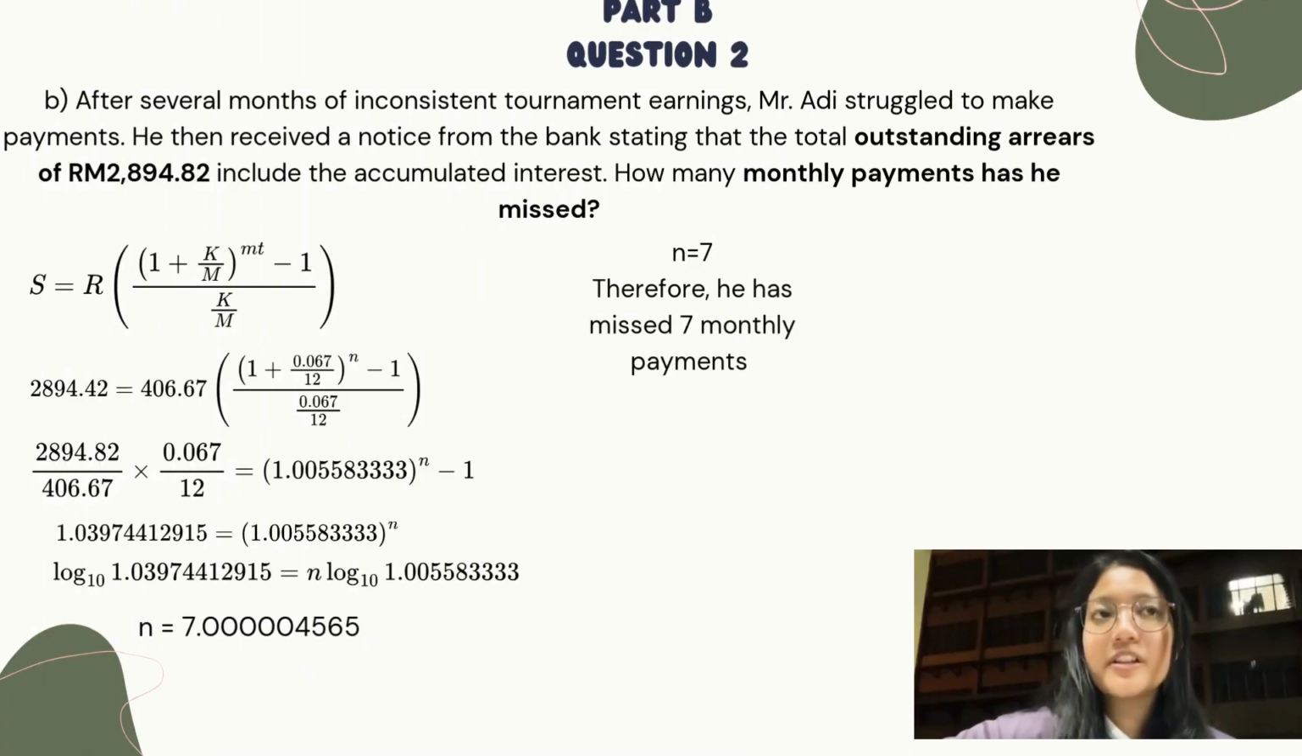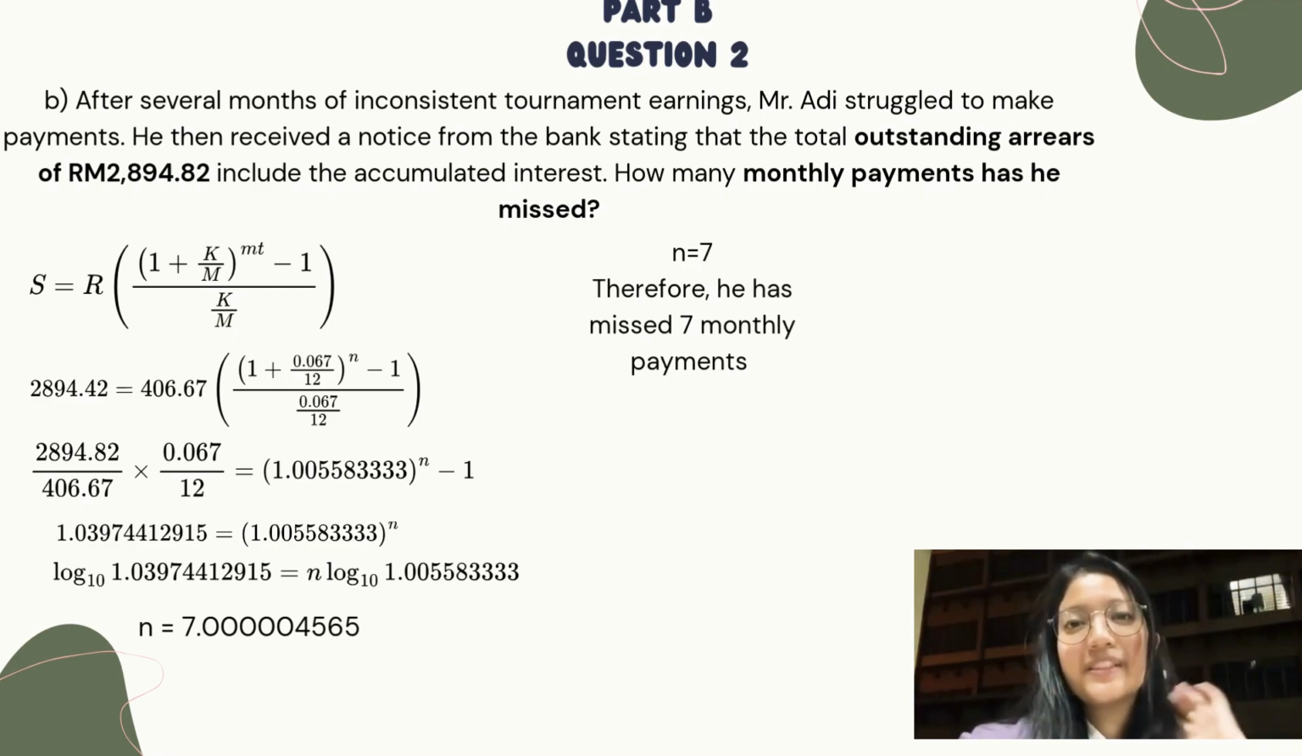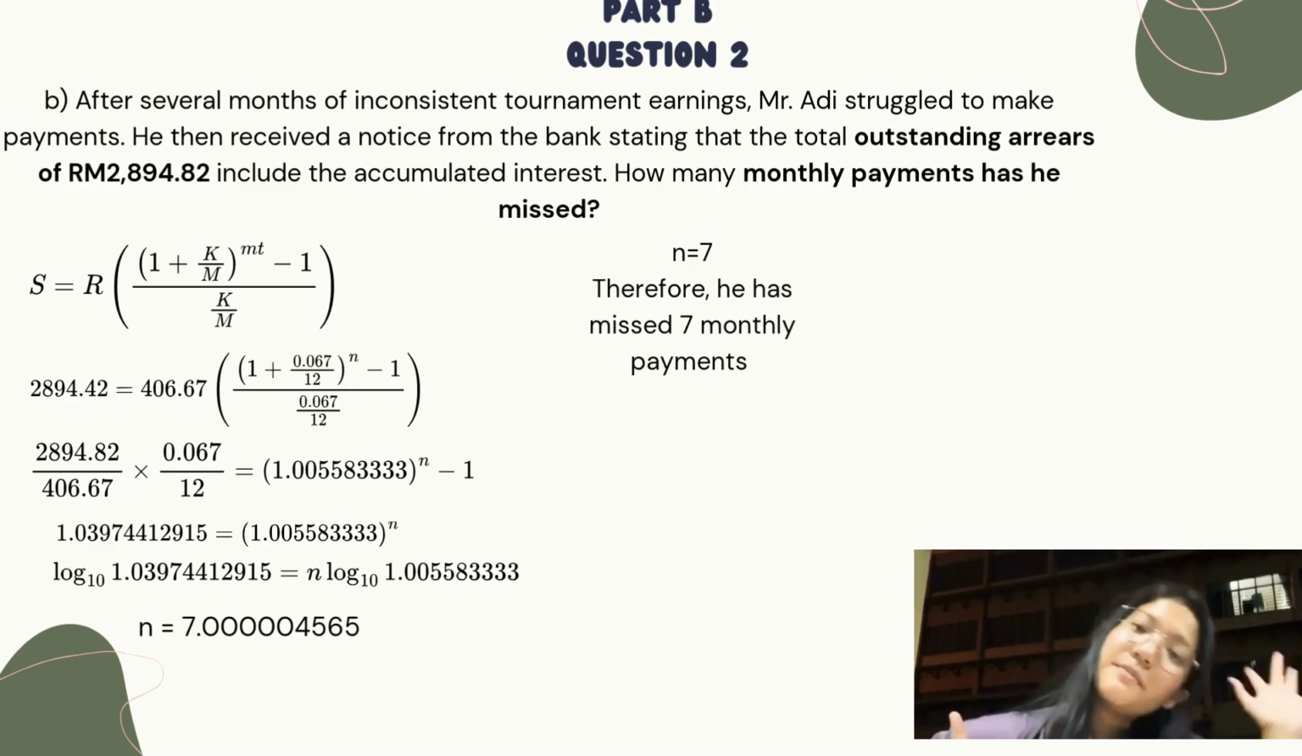For question B, the question asks us to find the monthly payments that he has missed. In this formula, we need to use S because the keyword in the question is outstanding arrears. So what is our unknown? Our unknown is n. So substitute the values into the formula, and once you get the same decimal answer on my screen for both sides, left and right, it's time to use log. We will move the left side to the right side, in which we divide to find Rn. Lastly, once you get Rn, which is also a decimal, you can round it up to 7. Therefore, Mr. Adi has missed 7 monthly payments.